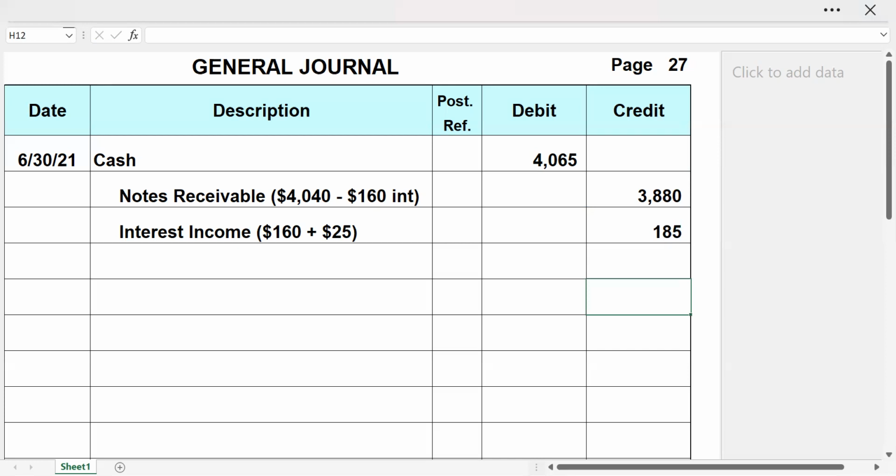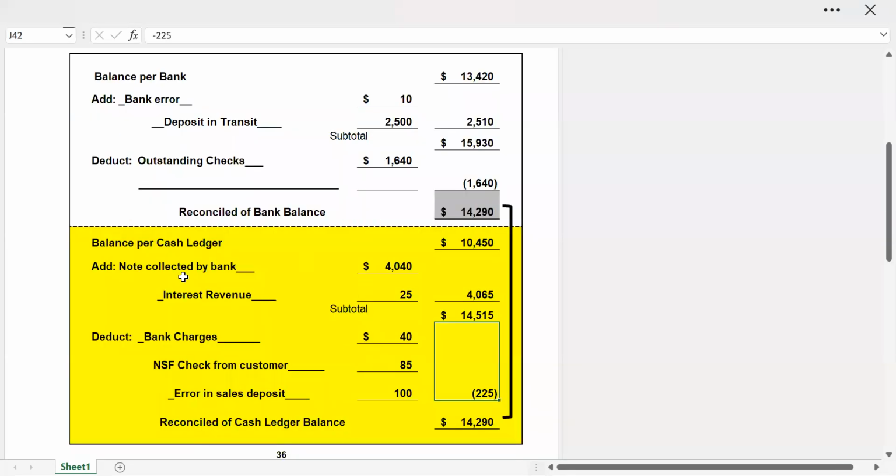All right. Let's go back and look at our bank reconciliation again. Now we've taken care of the additions. Let's go to the subtractions. We need to reduce our cash by $225. Now, how do you reduce cash, with a debit or credit? Right, credit. So we know that's going to be our credit for $225. Our debit is going to be a combination of the bank charges, the NSF check, and the correction of the sales. So let's go back to our journal.